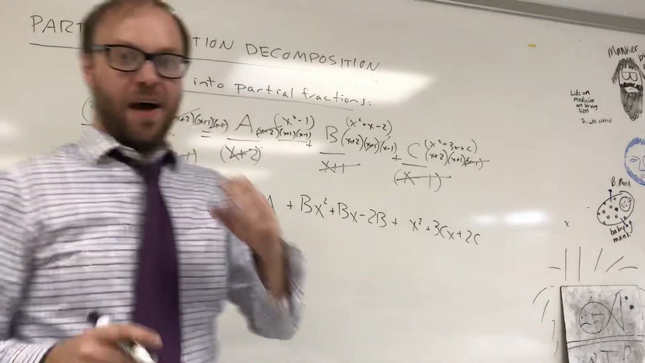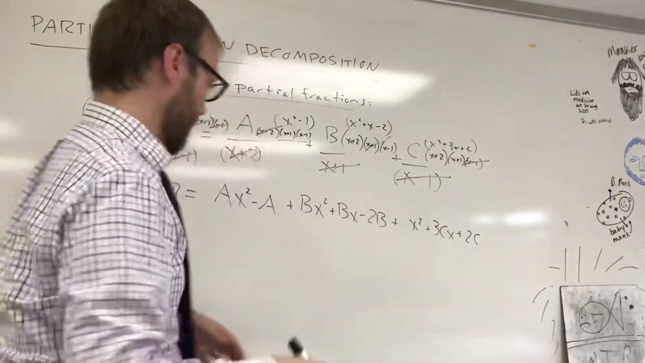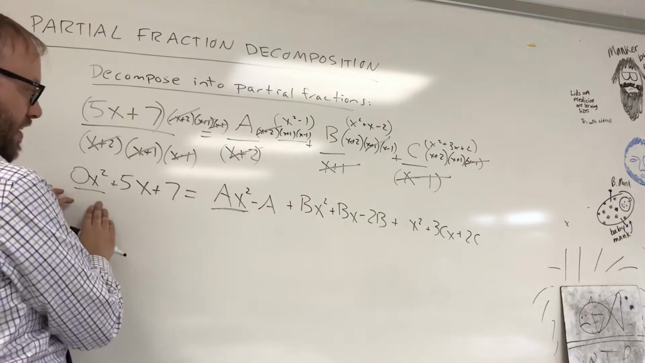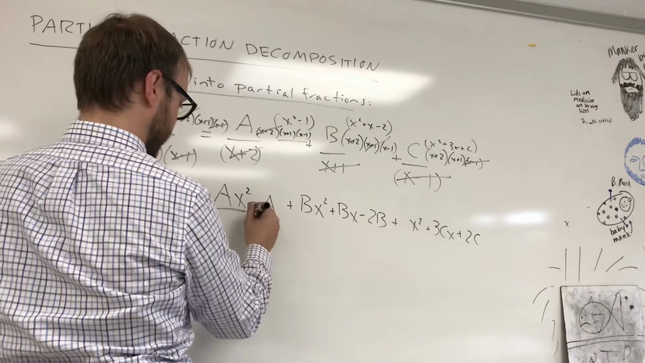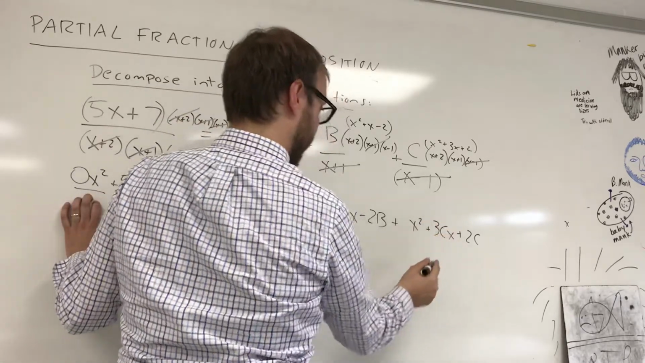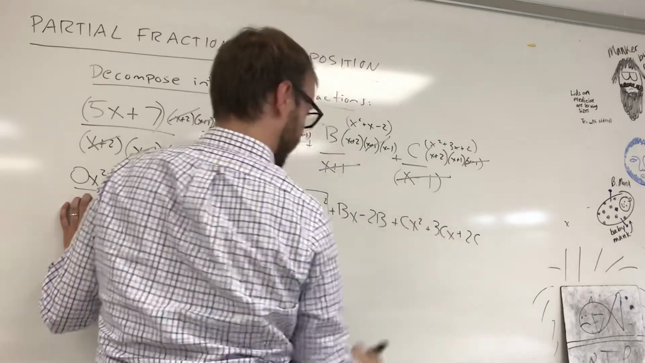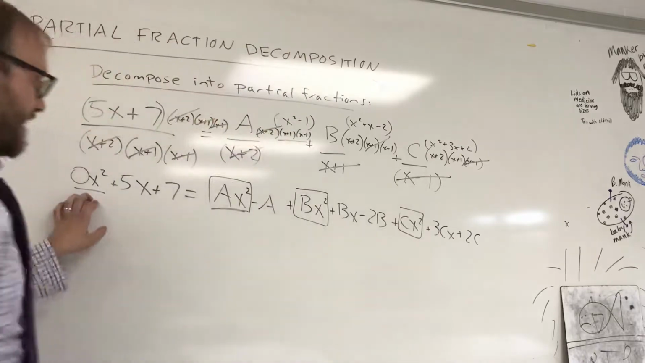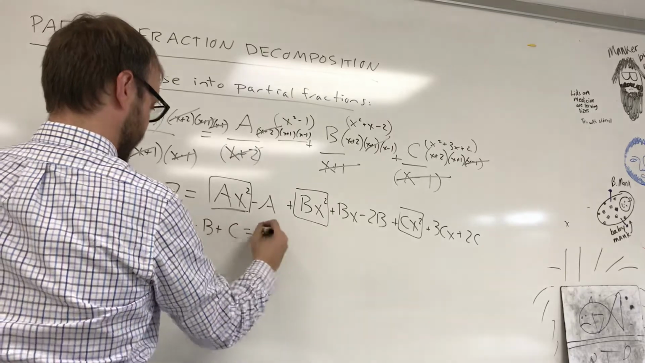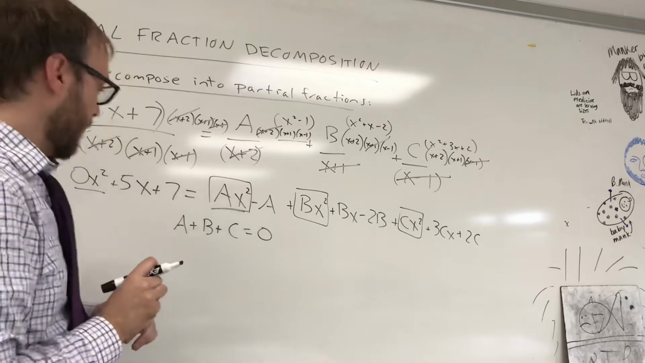In other words, I want to match up all my x squared terms, I want to match up all my x terms, and I want to match up all my constant terms. Okay? So let's take a look at this. We don't have any x squared terms over here. So I have an x squared term here, I have an x squared term here, and that should be a cx squared there, sorry. Okay, so that tells me that a plus b plus c is supposed to add up to equal 0, okay?